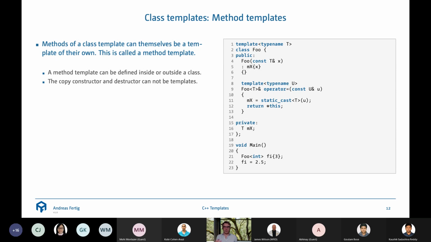And for method templates, it's the same as before. We can implement them inside or outside of the class. If we choose to do it outside of the class, we have not only to repeat the template head of the class, but also the template head of the method we are referring to. So it gets even more code if we put it outside of the class.